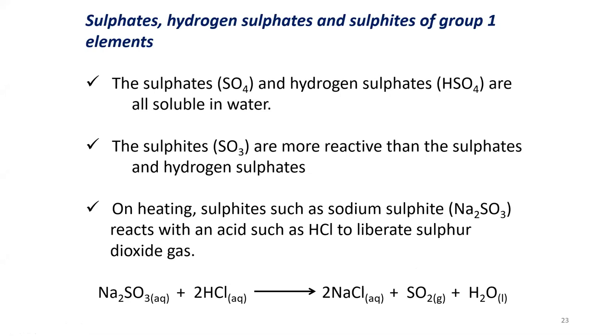So that is why during your qualitative analysis, when you do your dry heating and you are not liberating any gas, we always ask you to add either dilute HCl or conc H2SO4. Because as we have seen, most of these oxo salts are stable to heat, so liberating these gases from them is usually very difficult. So on adding HCl to your sodium sulfite, you get SO2 plus sodium chloride and water.